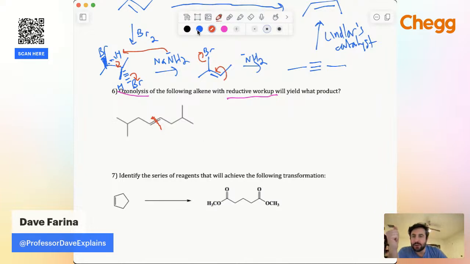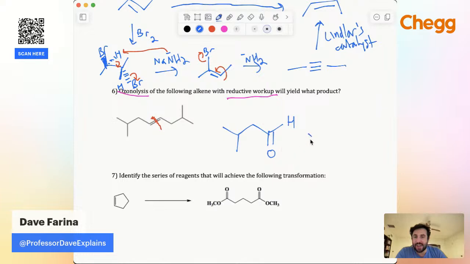So we are going to get, we have 1, 2, 3, 4, 5. So this carbon right here is the one that was participating in the pi bond. So that is the one that is going to be the carbonyl carbon. And in this case, because we have reductive workup, that's going to be an aldehyde. Right? We're not going to get the carboxylic acid.